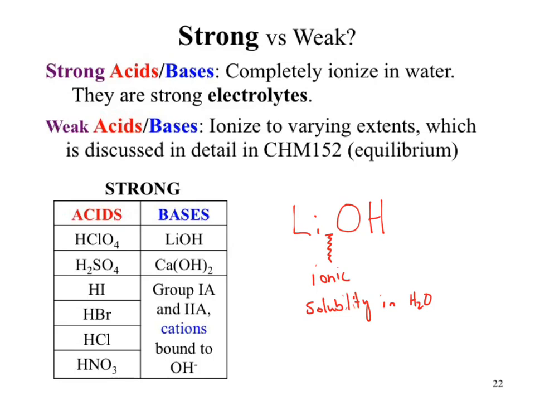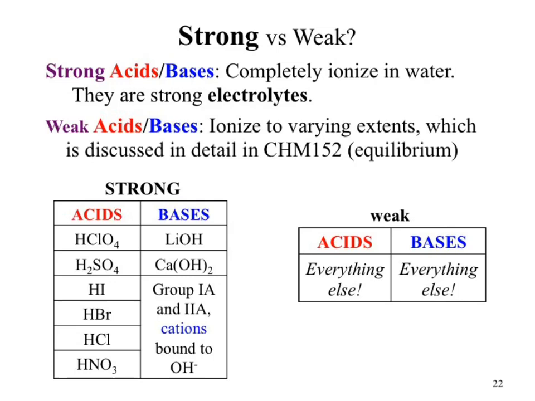Okay? So there on our list, we've got maybe 14 different things to memorize. We now have all the weak acids and bases that we have to go through and memorize. Oof. How do we know if we have a weak acid or base? If it's not one of the strong ones, all you have to do is memorize the strong ones. The weak acids and bases are everything else. Okay?